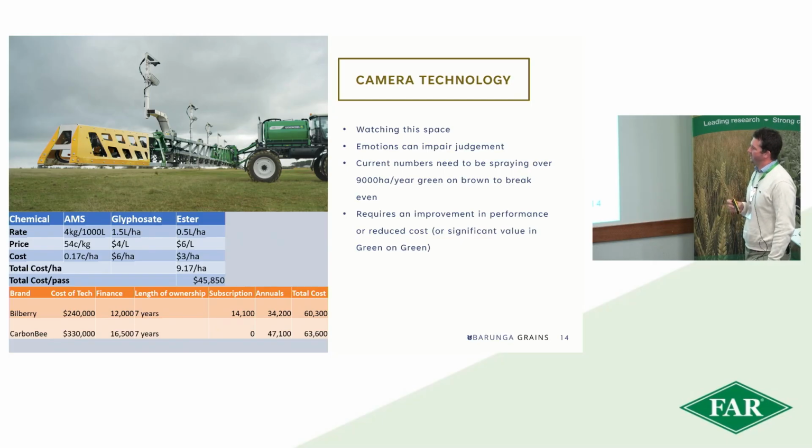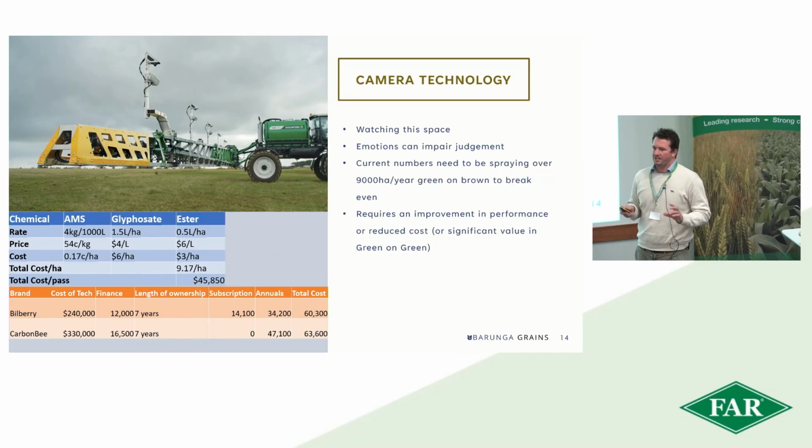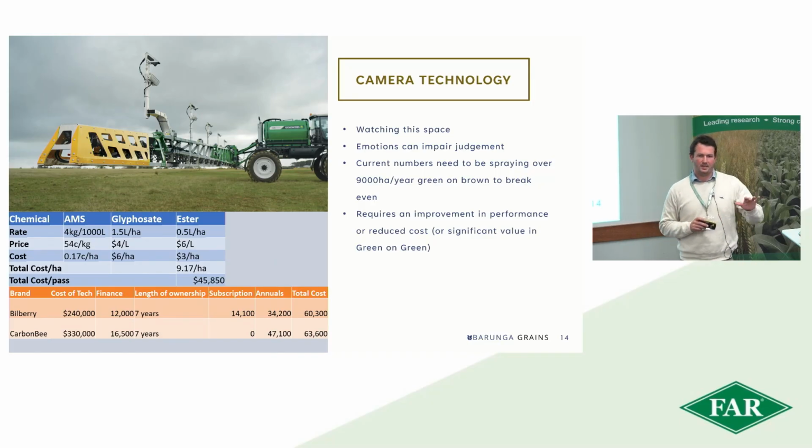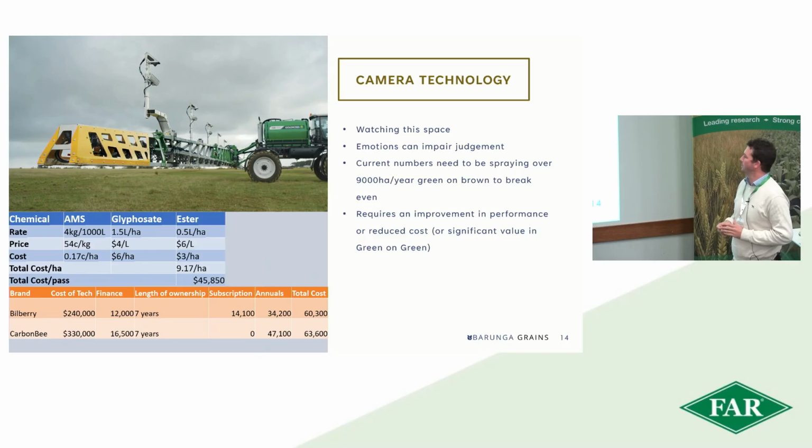So the basics of it is I haven't bought a camera sprayer yet because we're only in Australia currently. We're only really looking at spraying in the fallow stage. So we're spraying our summer weeds out of our bare stubble, and the green on green technology just isn't quite there. So once that improves, I think we could consider having a look at it.